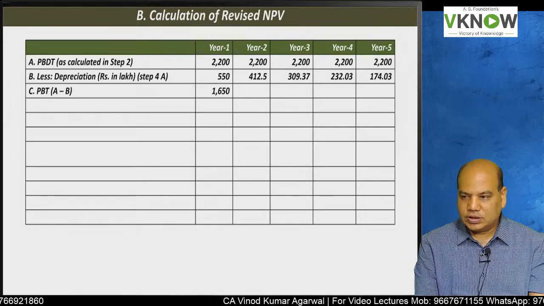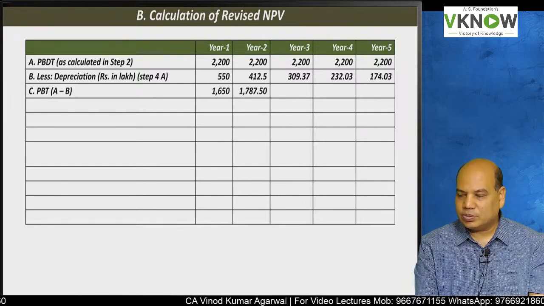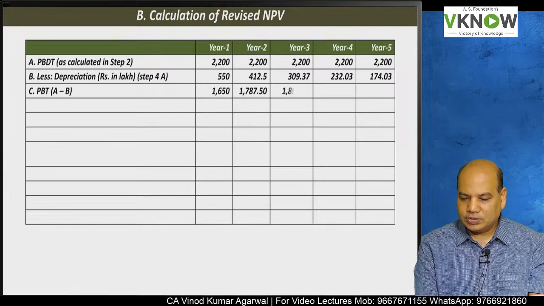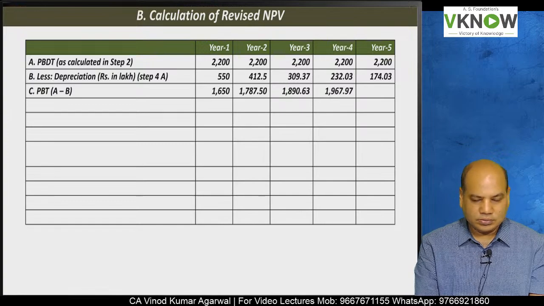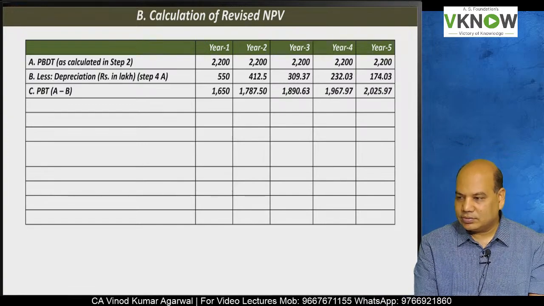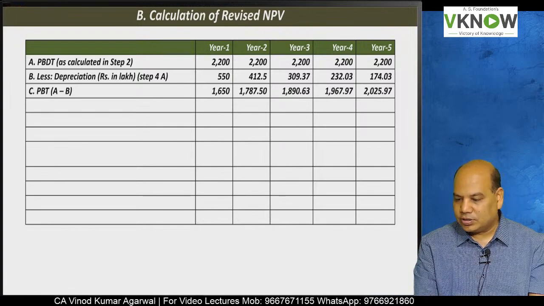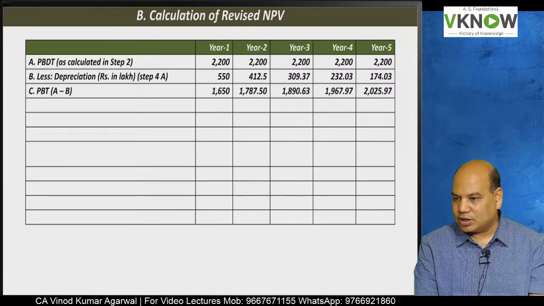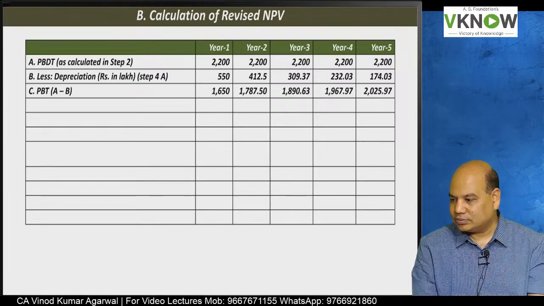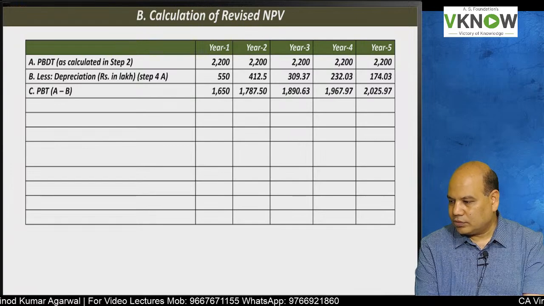PBT will be 1650, 1787.50, 1890.63, 1967.97 and 2025.97. Please confirm, then I'll go ahead. Is it right?